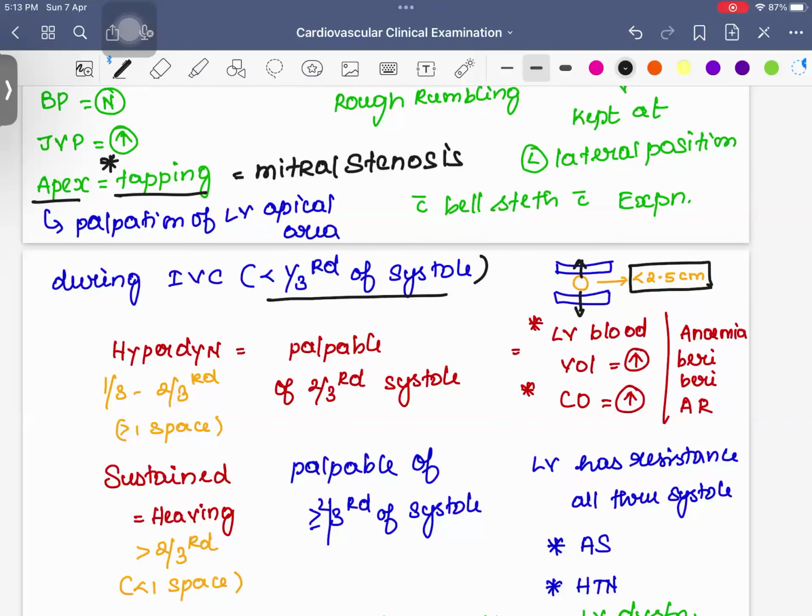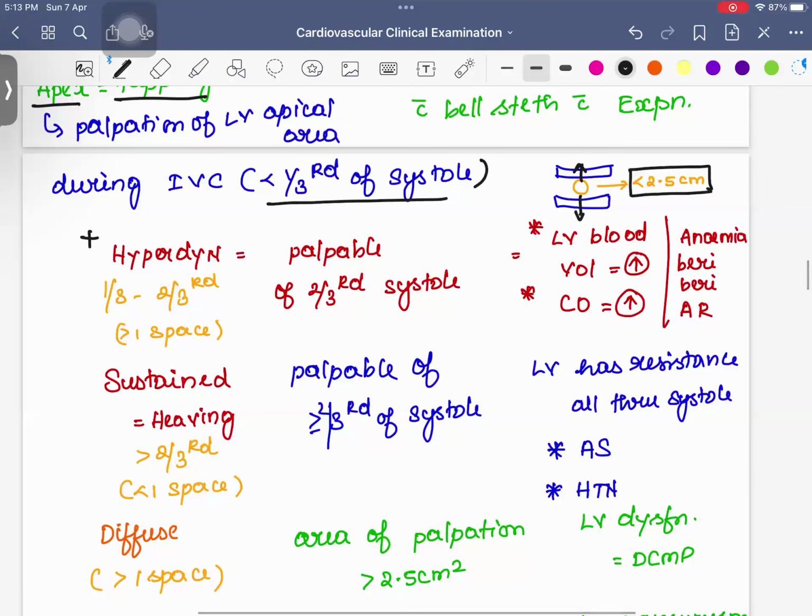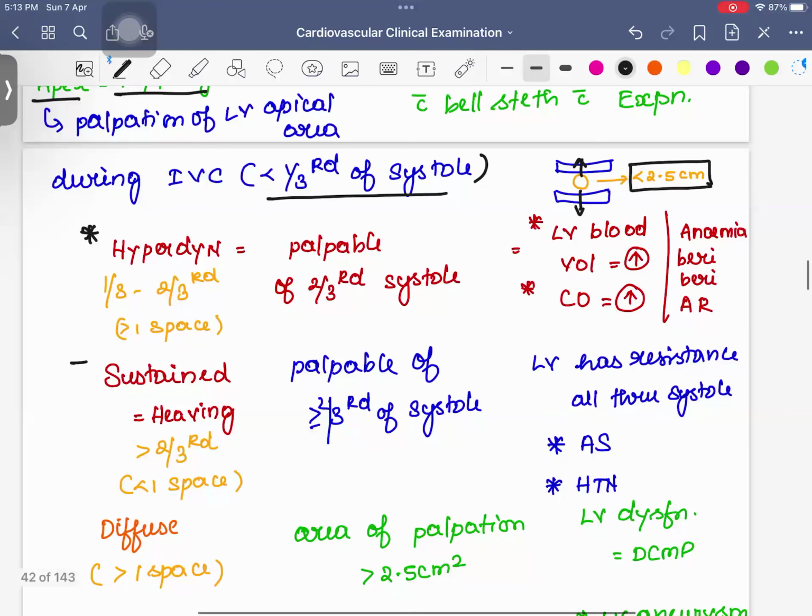Then next is the sustained or heaving apical impulse. It usually occupies more than two third of the systole, but it is going to be within one space only.